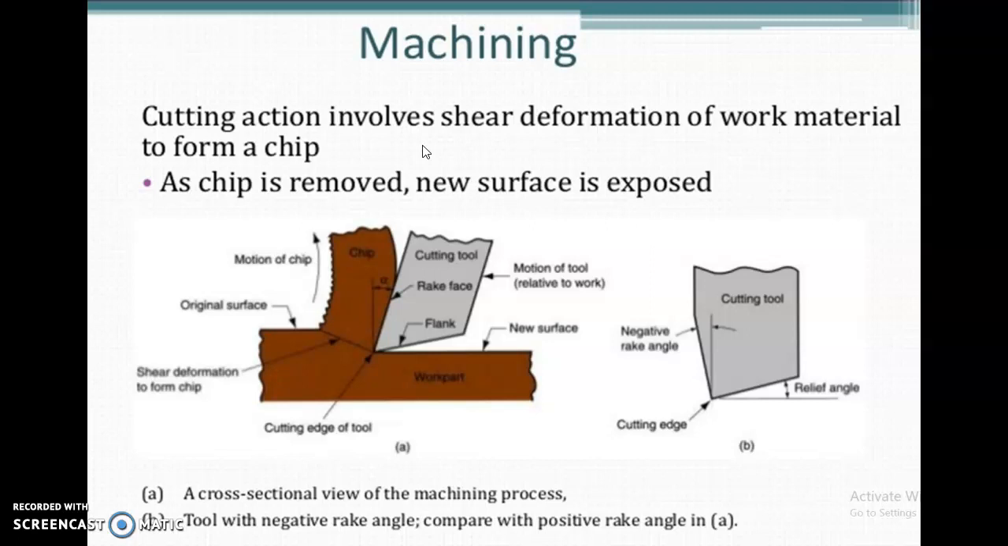So today we will be discussing machining. Cutting action involves shear deformation of the work material to form a chip. As the chip is removed, a new surface is exposed. This is the cutting tool. You would have seen this cutting tool while doing turning, facing, step turning, knurling, etc. While doing these operations, you would have done them with the help of a single point cutting tool.